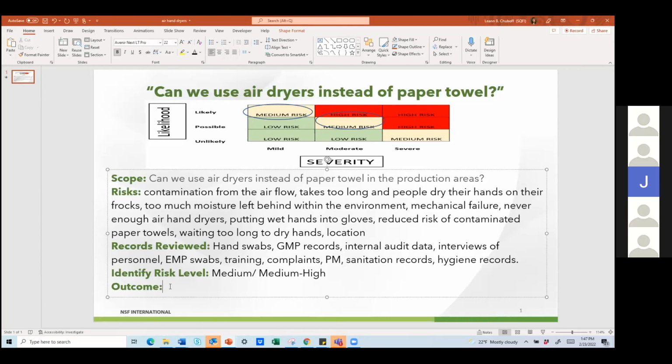So you're saying we would say no to installing air hand dryers in the production area because of the risks. We can't control these risks. Is that what our overall outcome is that we're going to present to the group? Correct. Okay. Everybody, I need thumbs up. Christy, check the thumbs up.